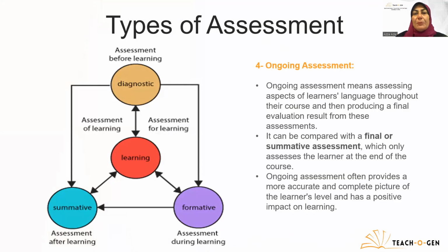First, let's talk about the types of assessments. Don't say that tests are the only assessment tools. Of course not. We have a lot of assessment types. Before learning, we have the diagnostic assessment, which happens before learning to know where the students are and what their level is. During learning, we have assessment of learning and assessment for learning. We have the formative assessment, which happens during learning, and the summative assessment, which happens after learning to get the final results about the student's performance. The ongoing assessment is a kind of formative assessment that happens while the students are learning.